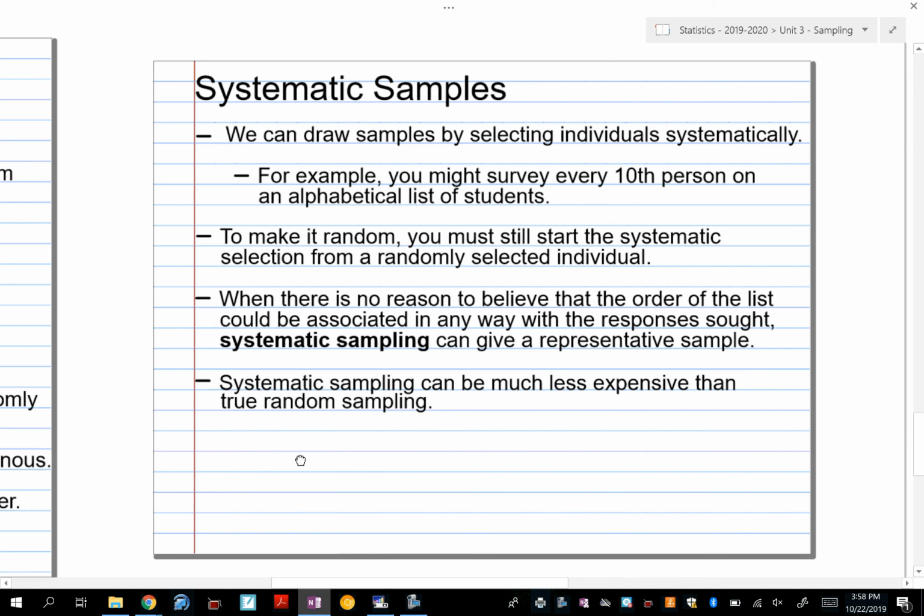Okay? Everybody good about the difference between these? If you're not, we still got time to figure out the difference between all those sampling methods. Questions?